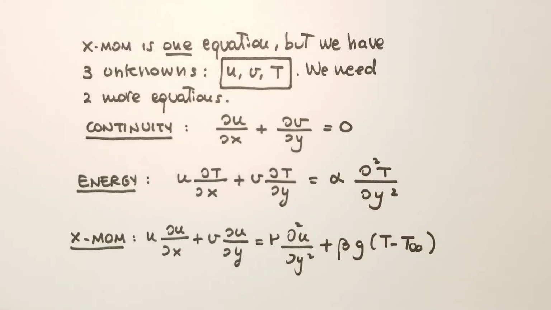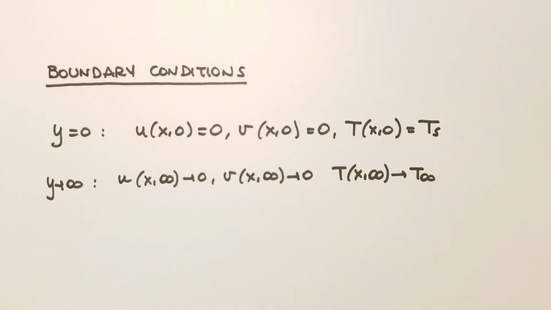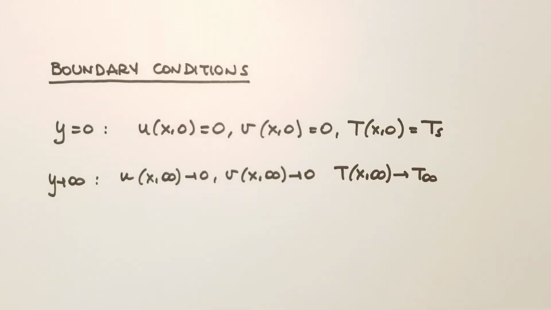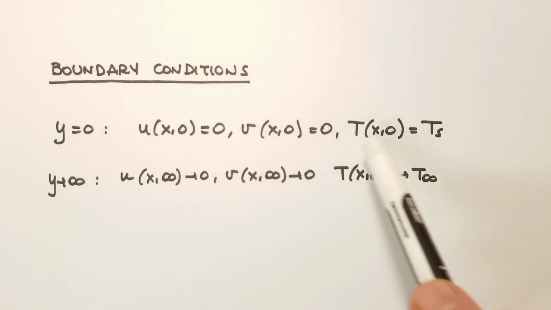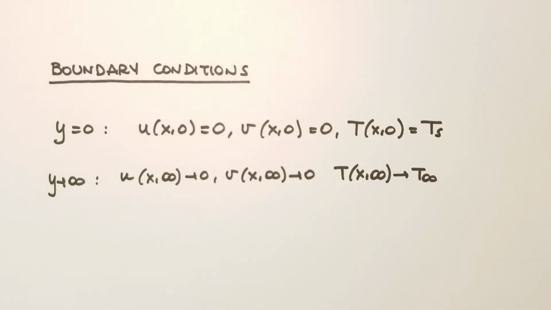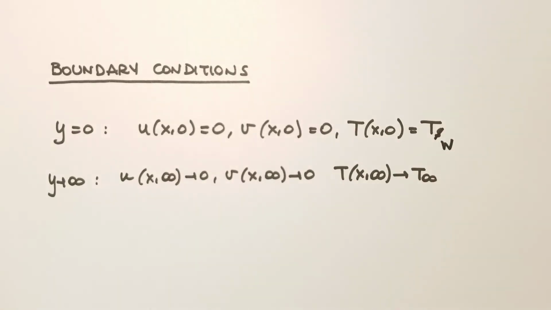And we write here the x momentum equation again. So this is a steady, two-dimensional, laminar dynamics. And so we have three equations and three unknowns. To solve this system, we need boundary conditions. So at y equals 0, on the surface of the plate, the velocity components u and v are 0 because of the no slip condition, and the temperature is equal to Ts. Actually, I call this Tw in the drawing, but it's the same thing. So it's a given specified temperature at the wall.